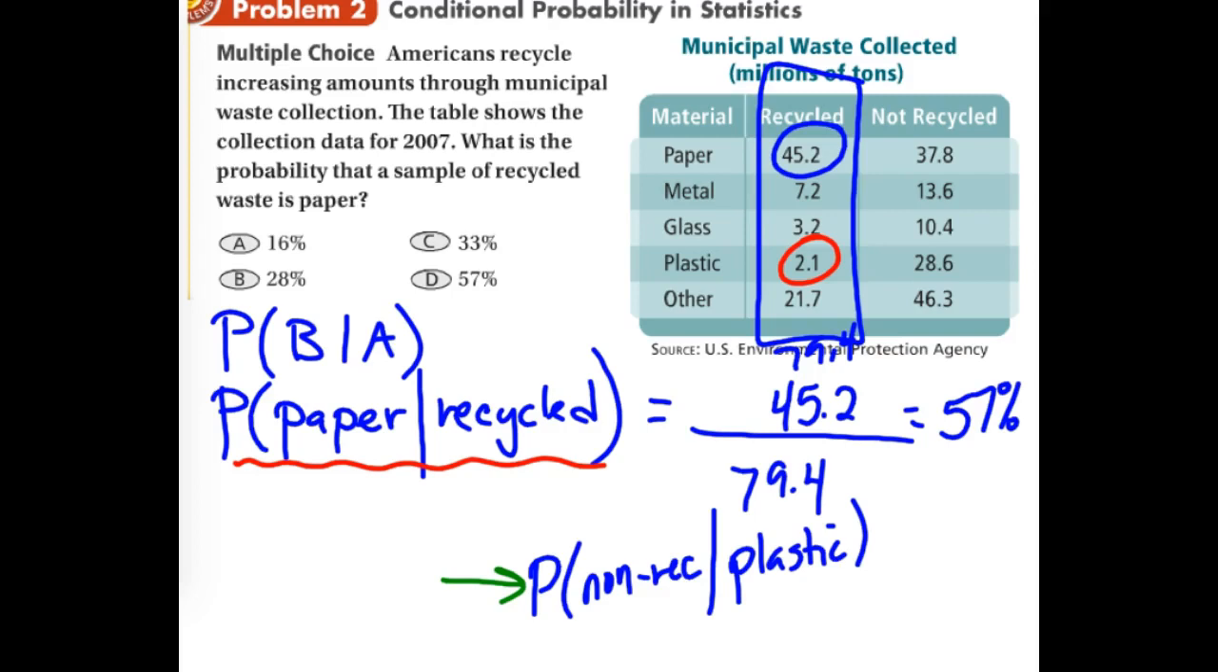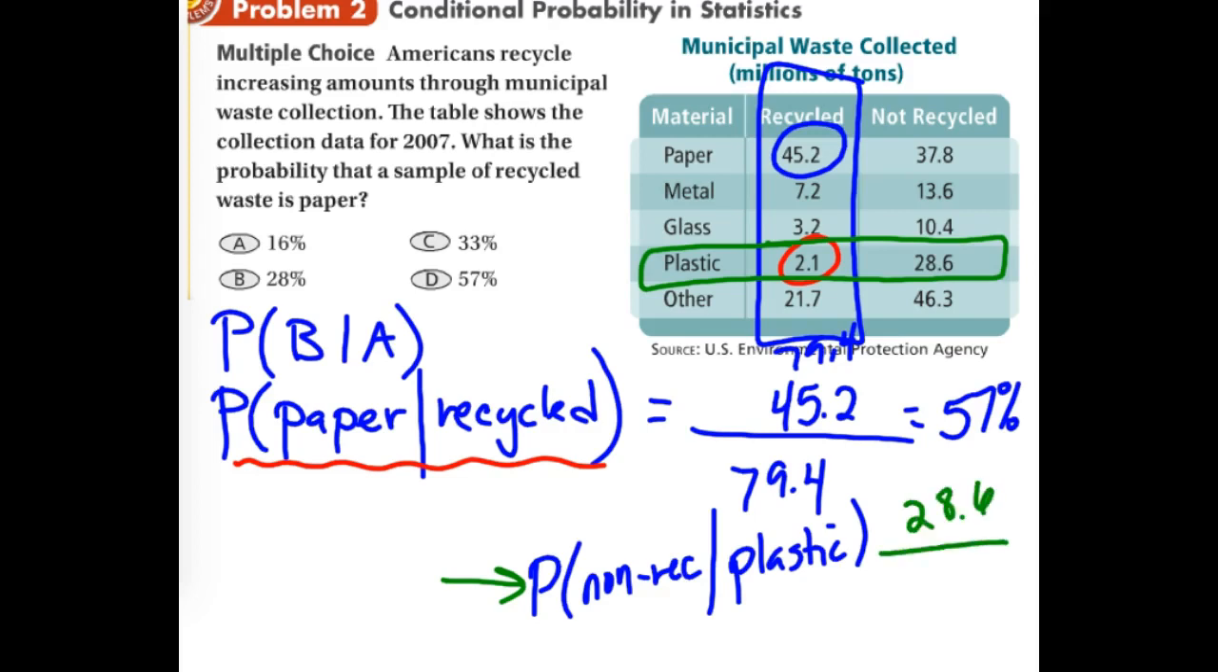What's your given? Given it's plastic. So we have narrowed it down to just this row. Yes? The given is your narrowed down. It can be a row or a column. And then within that narrowed down piece, we need the non-recycled.